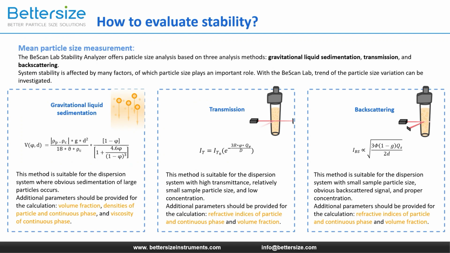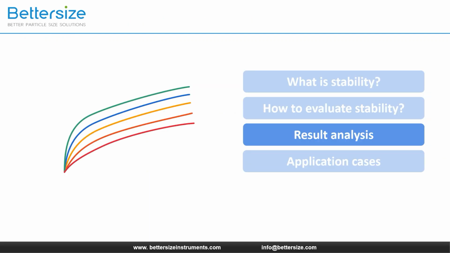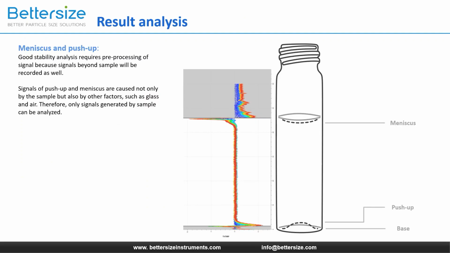If we want to finish the calculation, additional parameters related to the dispersions are also necessary. Users can check them online, or users can search them in the database of the software. The next part is the result analysis.